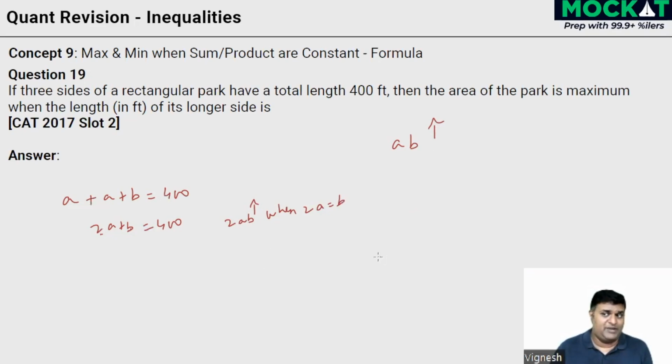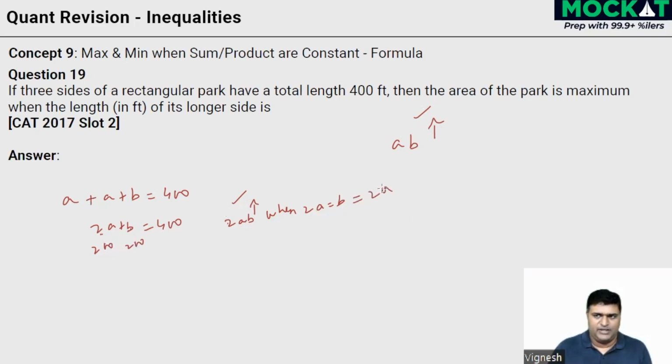But I want AB to be maximum. When 2AB is maximized, 2 is just a constant. Then AB also gets maximized. 2 times something has to be maximized, then something has to be maximized, right? So therefore, this is all fitting the bill. That's it, right? So 2A plus B is 400. The product gets maximized, AB gets maximized, right? And when is the product getting maximized? When 2A equals B. If 2A equals B and sum of these two is 400, you have to equally split it as 200 and 200.